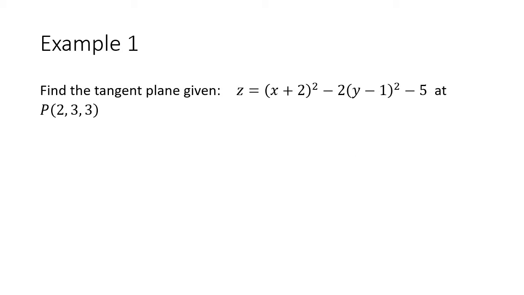And so let's do an example where we have to plug in for that value. So let's say I'm given a surface where I have the quantity x plus 2 squared minus 2 times the quantity y minus 1 squared minus 5. And I want to find that tangent plane at the point 2, 3, 3.